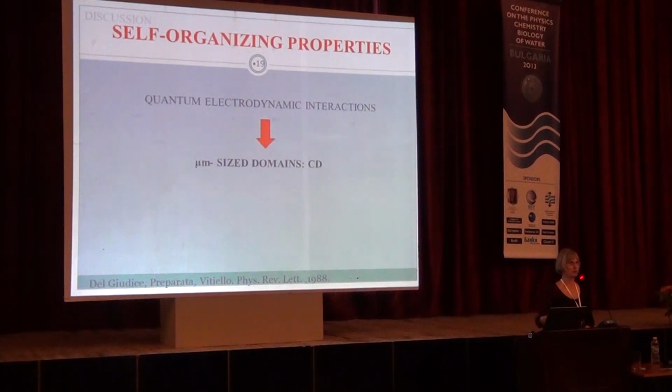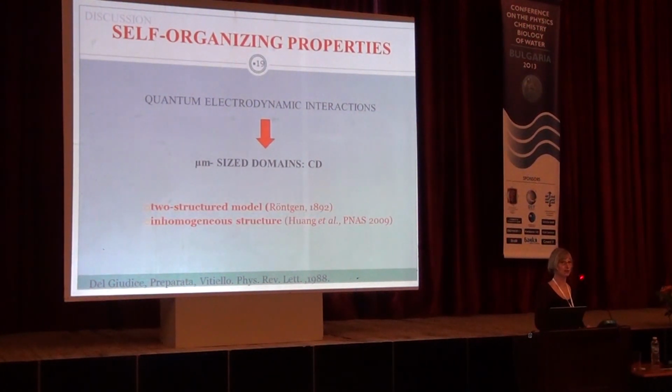So I propose that these self-organizing properties could be explained by the quantum field theory, where also micrometer size domains, coherence domains, can evolve. And since in this conference a lot of talk was about the coherence domains already, I just would like to add two interesting research papers that found two-structured model of water.